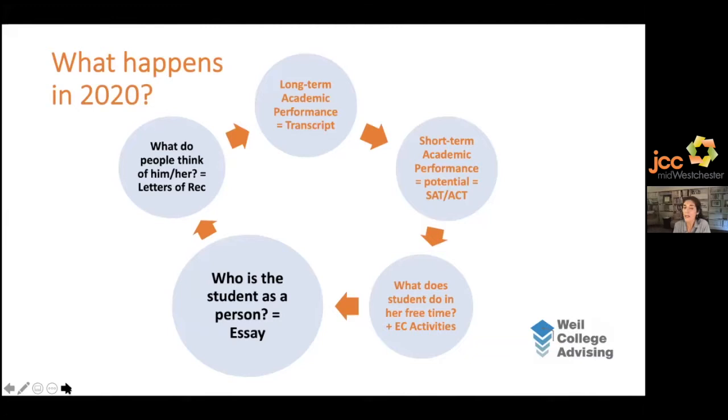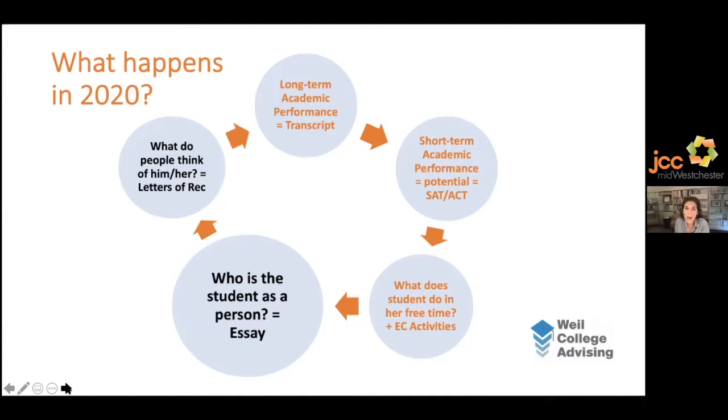What is the student going to do in their free time? The extracurricular activities have changed as well. They were not able to attend their soccer or their lacrosse, et cetera, that's happened in the spring. So I have students coming to my practice and saying, how are colleges going to evaluate me? And that's a big question right now. I've been to many, many webinars and talking to a lot of colleges, and it's a big question for everybody.